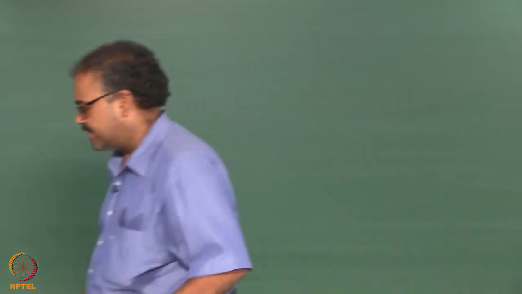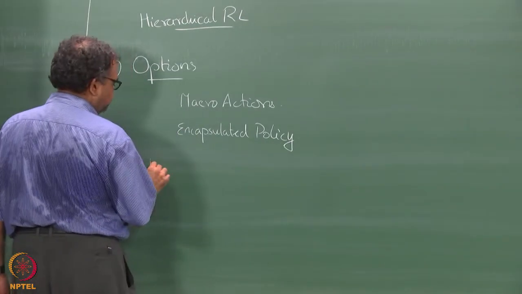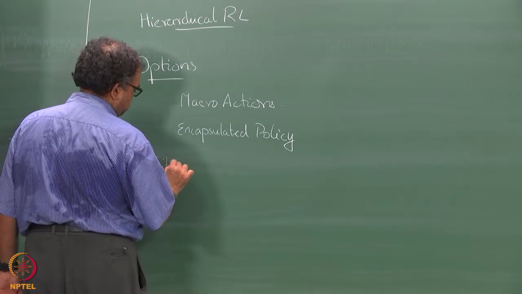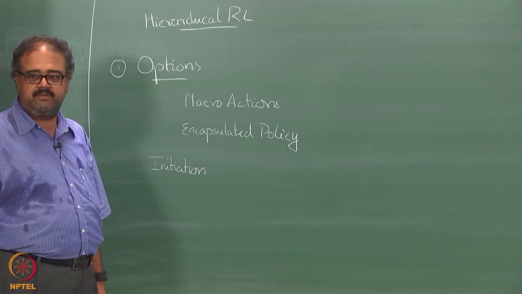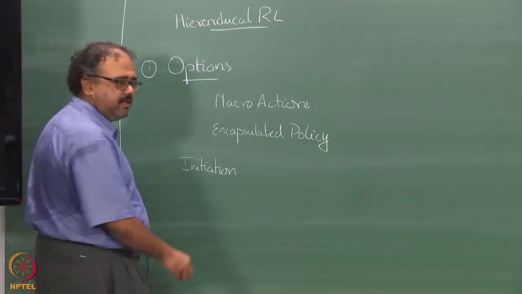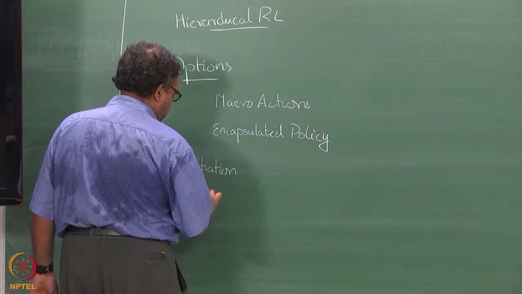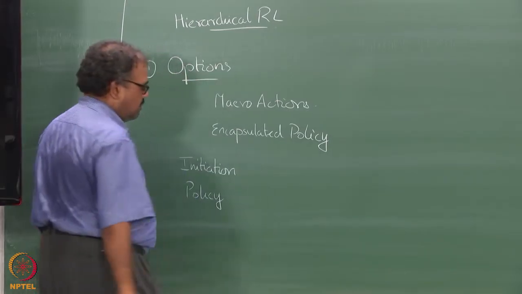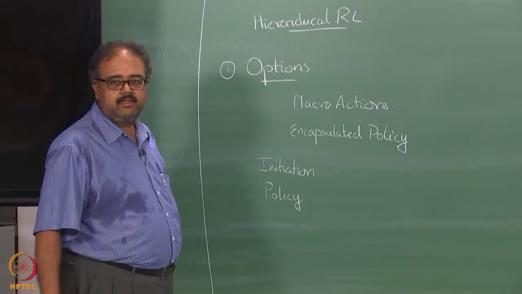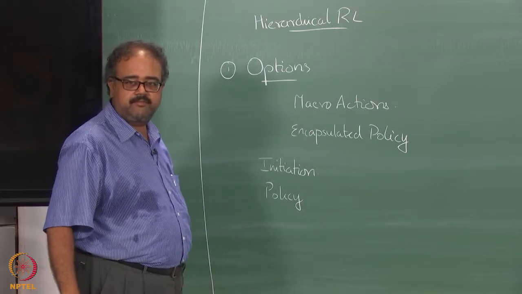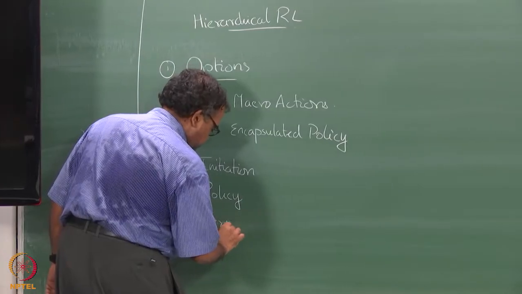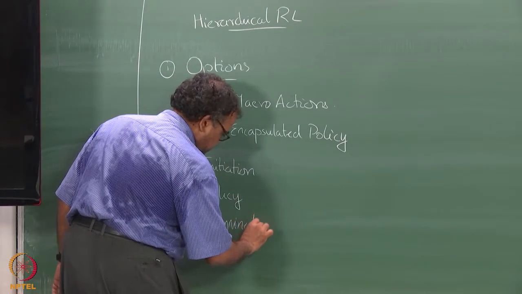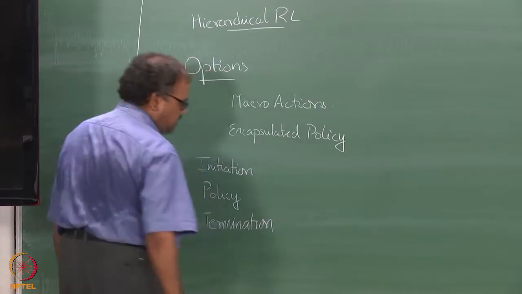So I put all of these things together. If I want to specify a useful macro action, I need something that tells me where the initiation can happen, right. Then I need a policy to use while the macro action is executing, and then I need a termination.